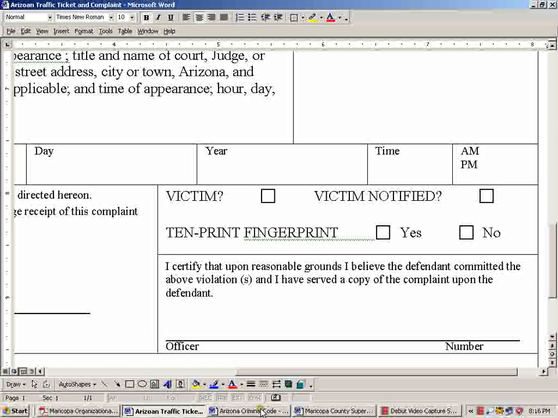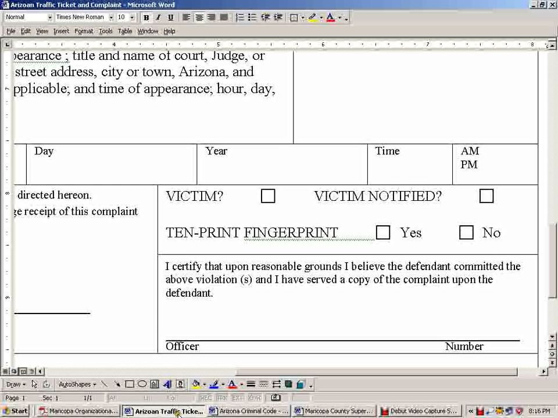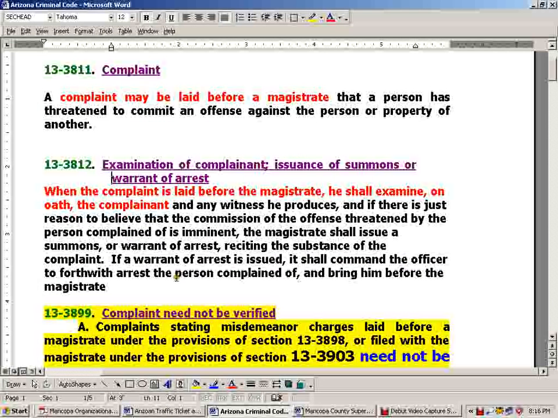Okay, now let's go look at the criminal code, because traffic tickets are criminal offenses. So what does it say in the criminal code of Arizona? A complaint may be laid before a magistrate. That would make sense. When the complaint is laid before the magistrate, he shall examine on oath the complainant. Okay, so that should be the cop. He's the one that pulled you over. He's the complainant, you would think. Now, I did a video on this earlier this year, back in March, right? This is something we did for Bobby, because it's real strange stuff what's happened in this case with Bob.